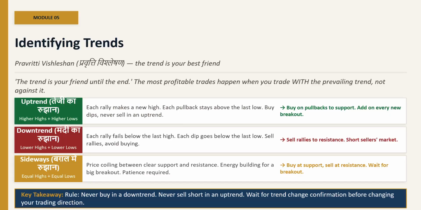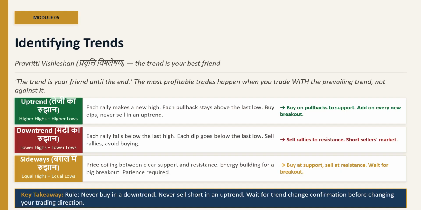We already covered the definition of trends in Module 1. Higher highs and higher lows for uptrend, lower highs and lower lows for downtrend. Let me add the trading rules for each. In an uptrend, only take long trades. Buy every pullback to support. Never short a stock in a strong uptrend just because it seems too expensive. That is fighting the trend.